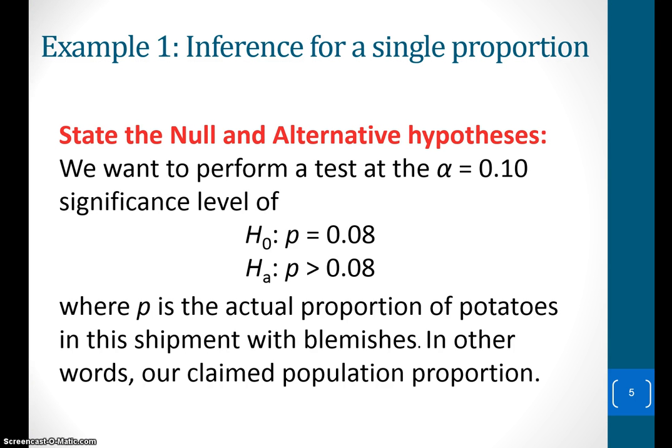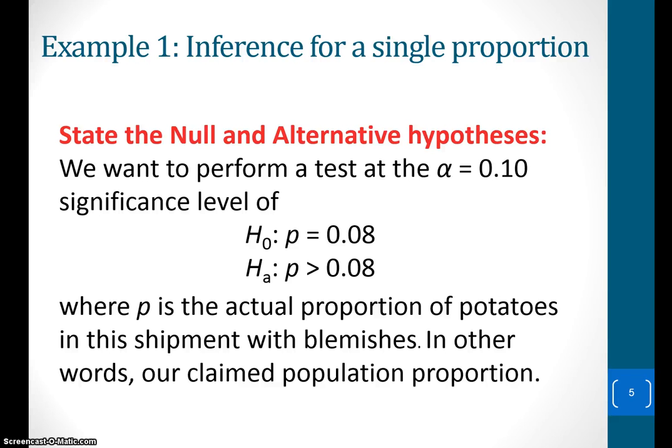First, we need to state the null and the alternative hypothesis. Basically, we want to perform a test at that 0.10 significance level. Okay, so what does that mean? That means that when we're through calculating the test statistic, if our p-value is less than that significance level, then we can reject the null hypothesis. Okay, but let's not get ahead of ourselves. What is the null hypothesis?